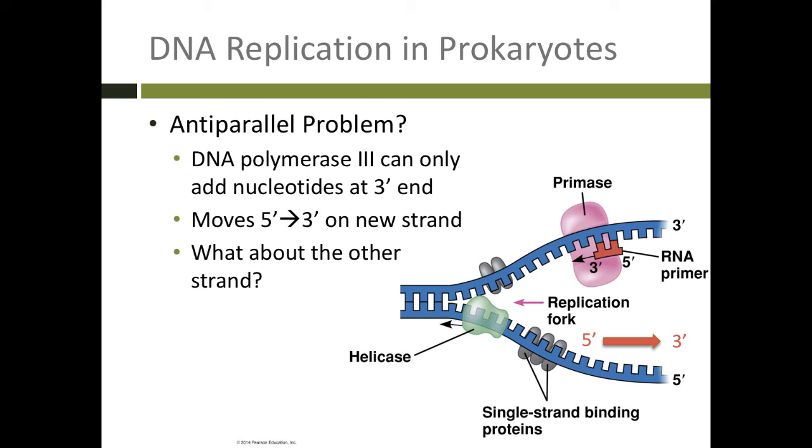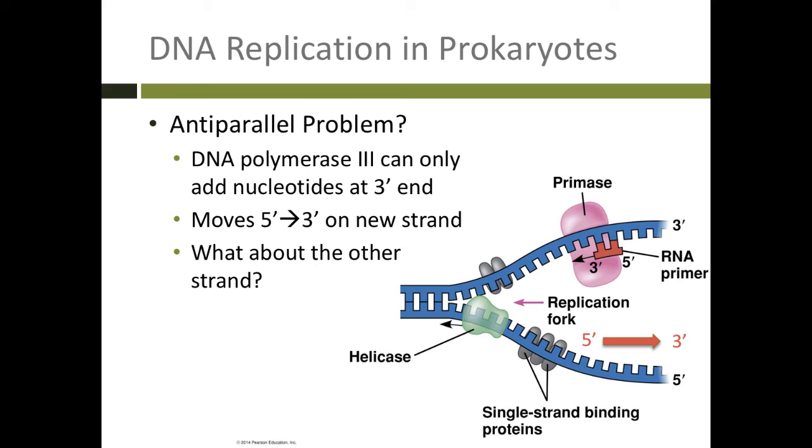If DNA polymerase were to add new nucleotides to the 3' end of this strand, it would have to move towards the right, in the opposite direction away from the replication fork. Remember, our replication fork and helicase is moving to the left.